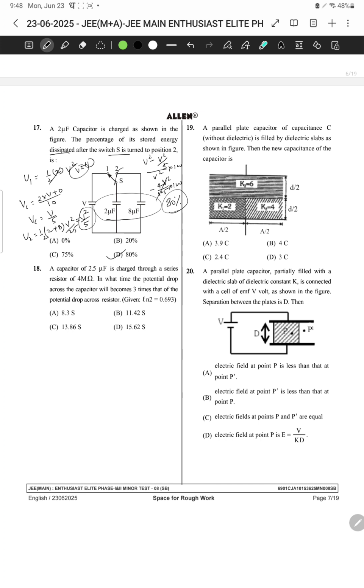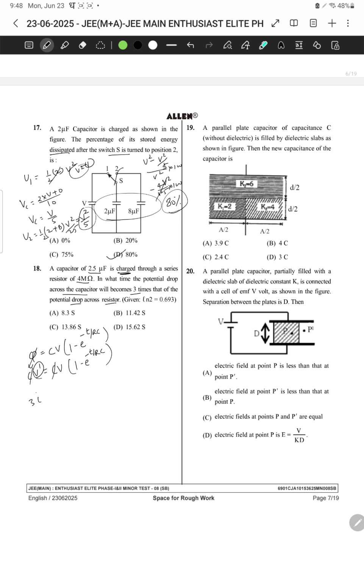Okay, next question. A capacitor of 2.5 microfarads is charged through a series resistor. In what time will the potential drop across the capacitor become 3 times that of the potential drop across the resistor? So the capacitor is charged here, that means it is connected with the battery. So the charge on the capacitor at an instant is CV equal to 1 minus e to the power minus t by RC. And this charge is like CV dash, we can write. So 1 minus e to the minus t by RC. C, C cancel. Here V dash is 3 times the potential drop across the resistor.